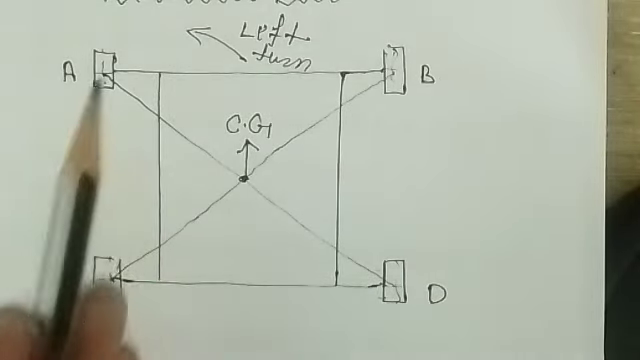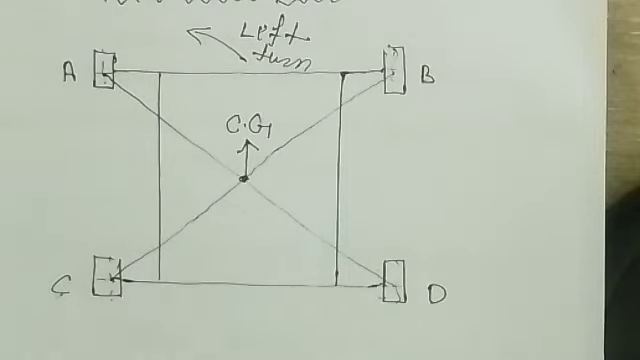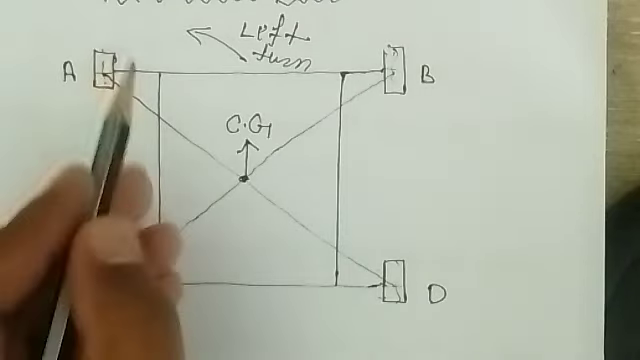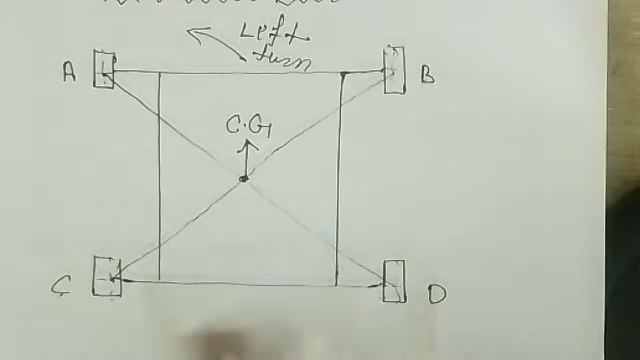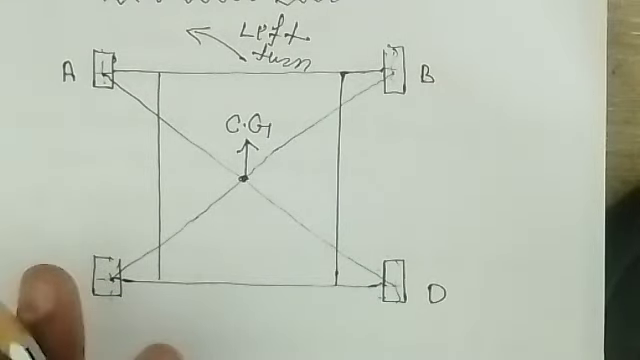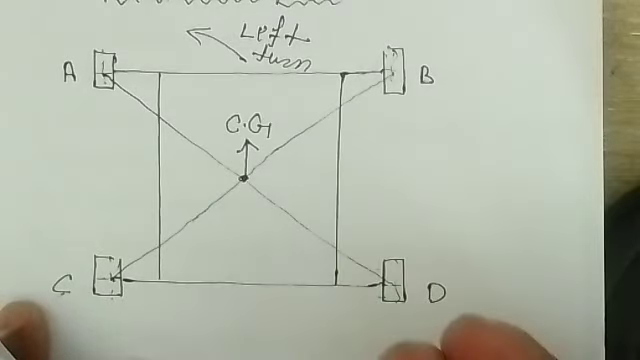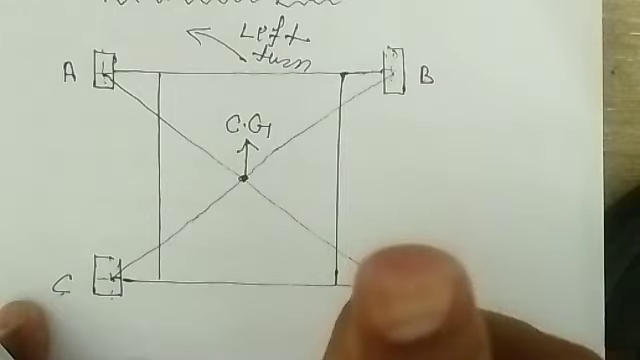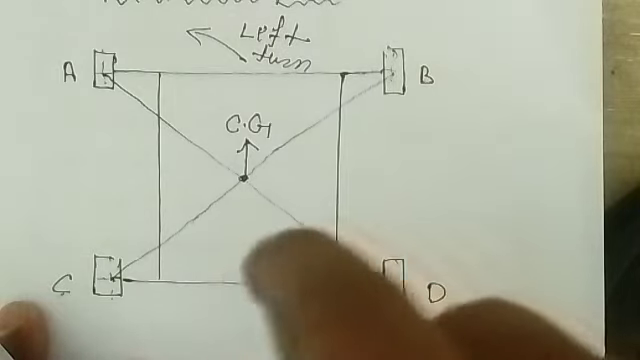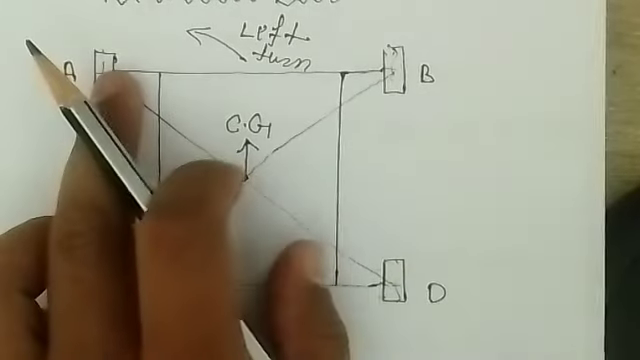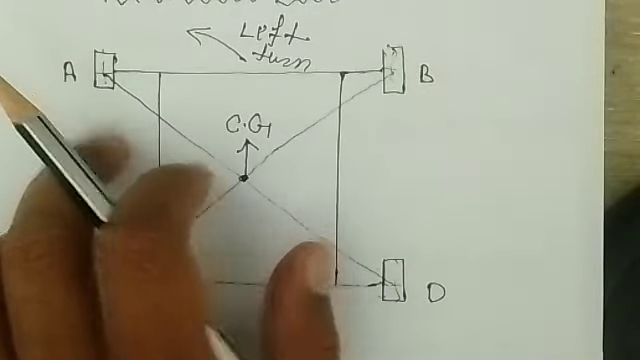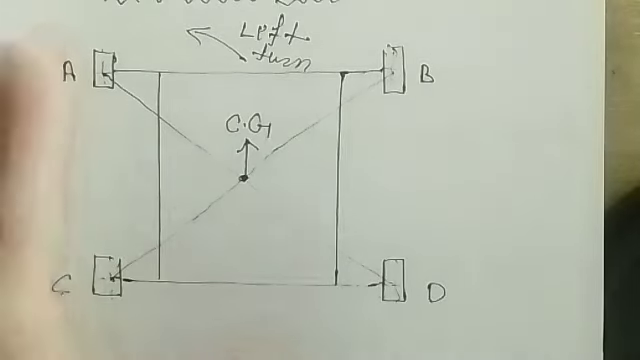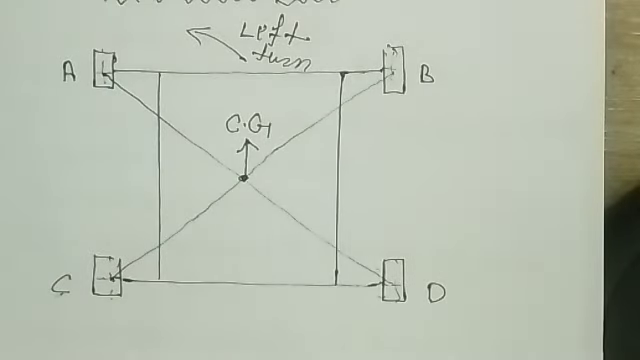It means that each wheel will apply a force on the road of W by 4. At the same time, when the load is applied by the wheel on the road, the road will also apply a reaction force on the wheel. That reaction force will be vertically upward with the same magnitude with which the wheel is applying force on the road. The wheel applies W by 4 on the road, so the reaction by the road on the wheel is W by 4, but in the upward direction.